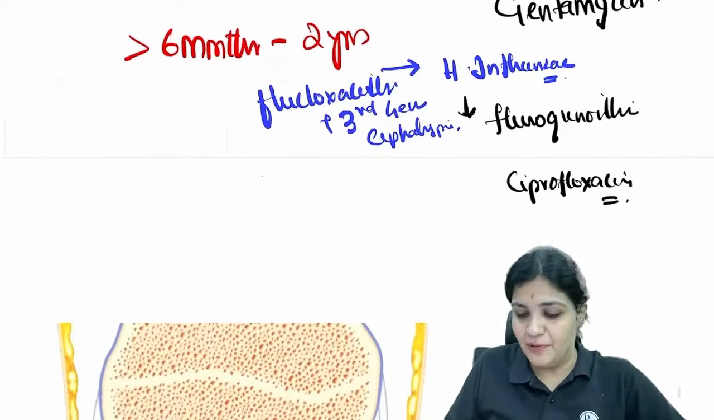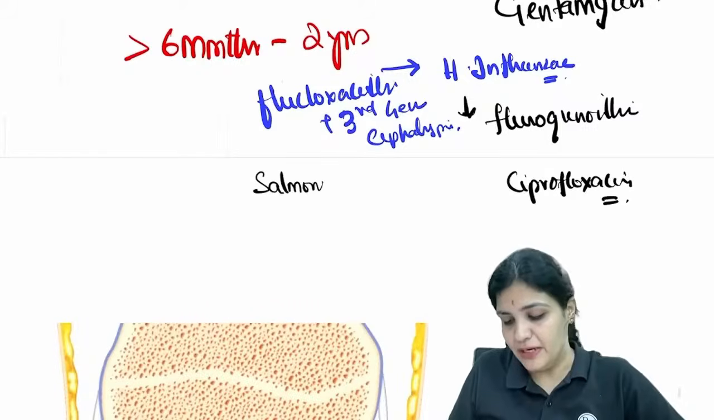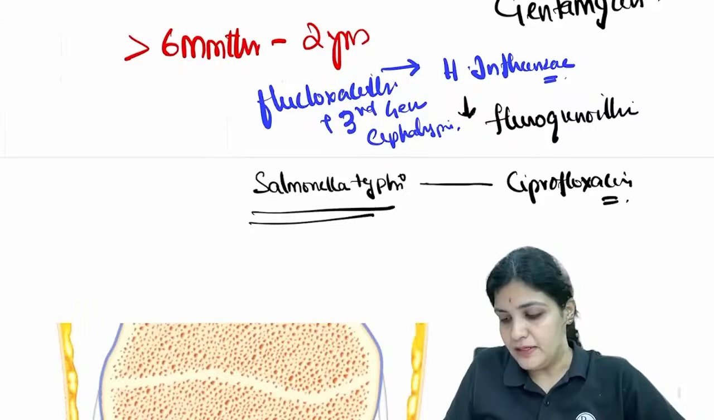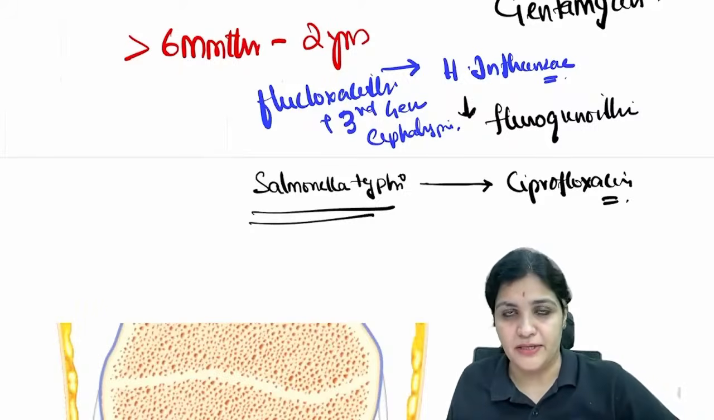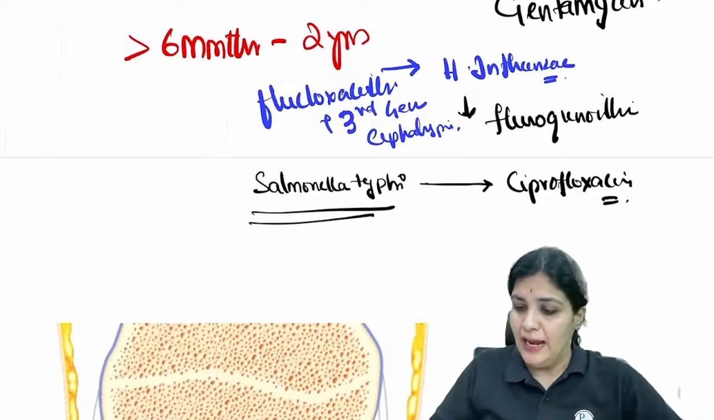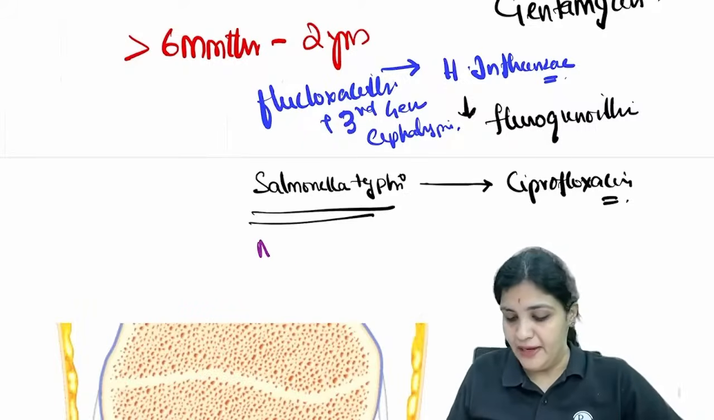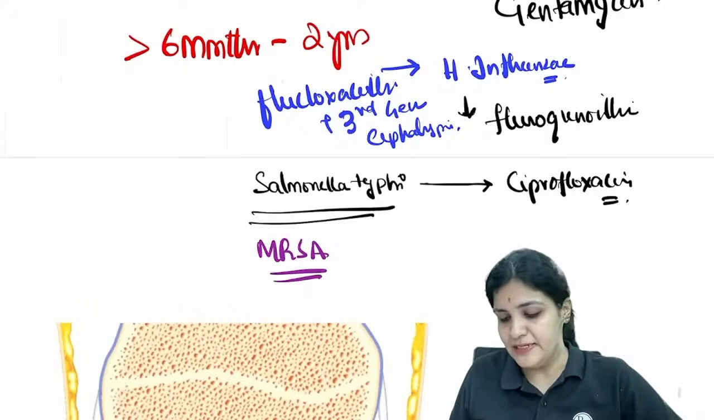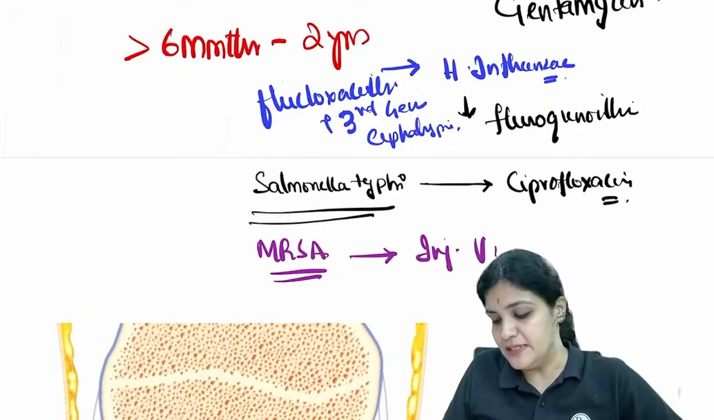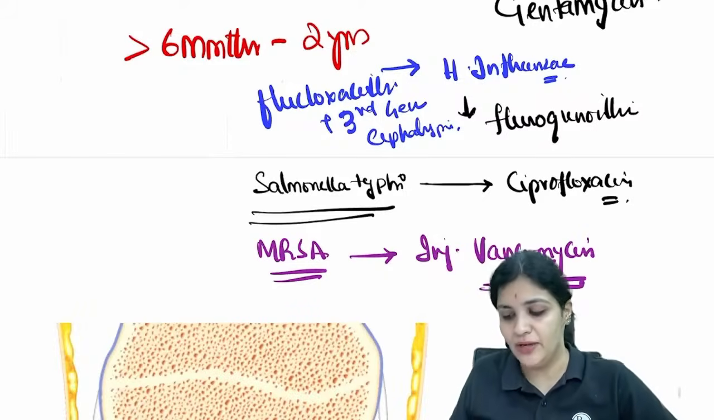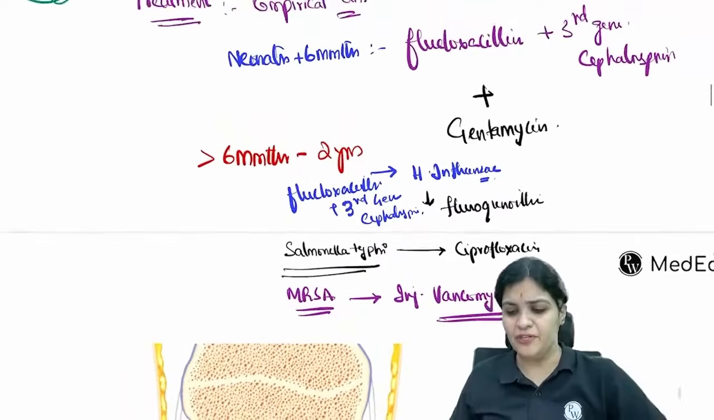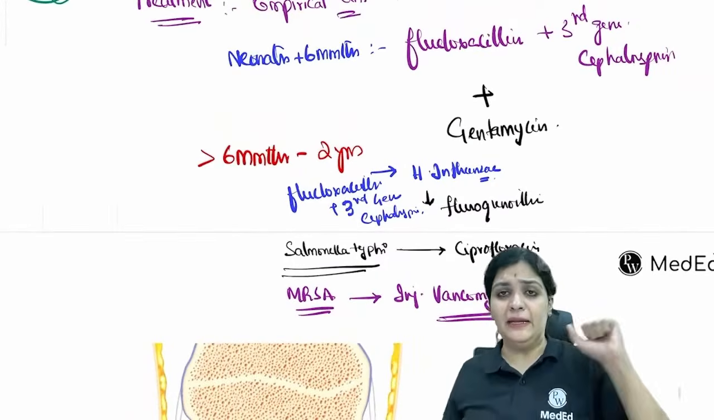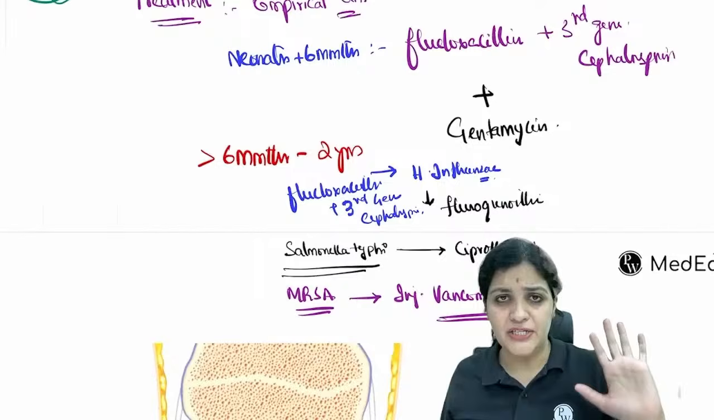Even if it is Salmonella typhi, it is again ciprofloxacin, right? And if it is MRSA, methicillin resistant Staph aureus, then you're going to go for injectables, that is vancomycin. Okay, so remember these are some of the antibiotics which you have to remember empirically, and again depending upon the culture and sensitivity you're going to change the antibiotics.